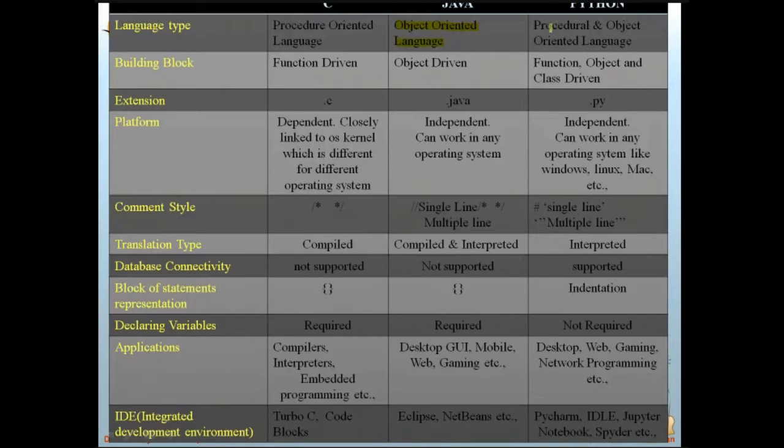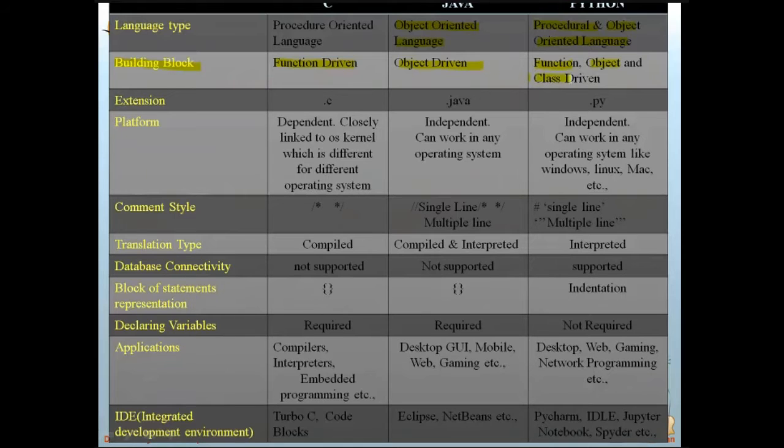So next is Python. Python is both a procedural and object oriented language. When I speak about procedural, here you need to mention what task has to be done. At the same time, you should also guide the interpreter on how to attain the task. The next feature is the building block. The building blocks of C are function driven, whereas Java is object driven, whereas Python is function, object and class driven.